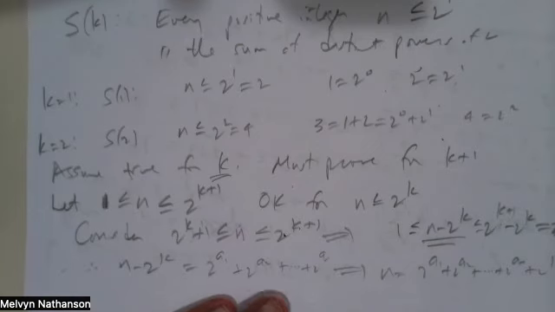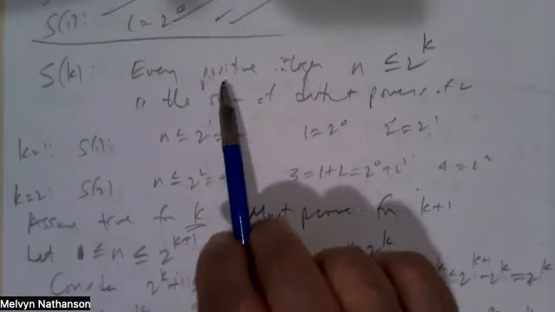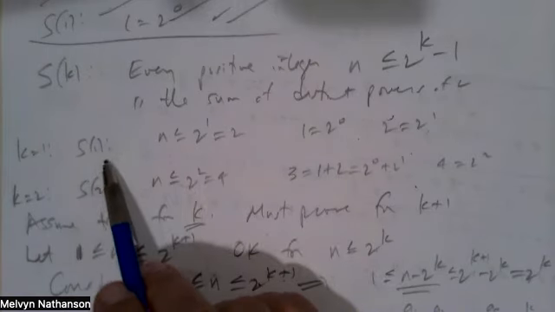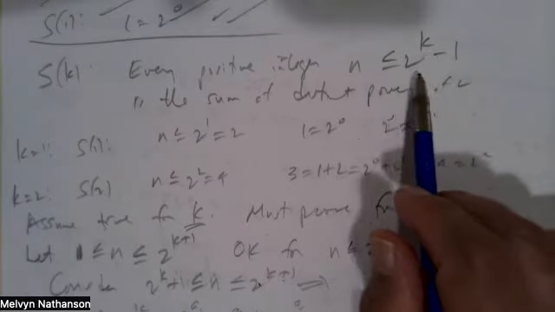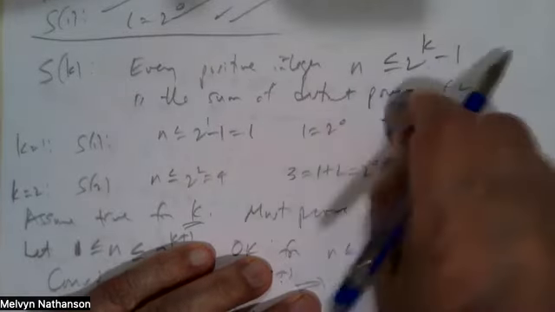Let me make one small change in this proof, which might make it a little bit clearer. Let's say that S of k is the statement that every positive integer less than or equal to 2 to the k minus 1 is the sum of distinct powers of 2. So S of 1, when k is equal to 1, 2 to the 1 minus 1 is 1. So for S of 1, we just have to consider n less than or equal to 2 to the 1 minus 1, which is 1, and 1 is 2 to the 0.